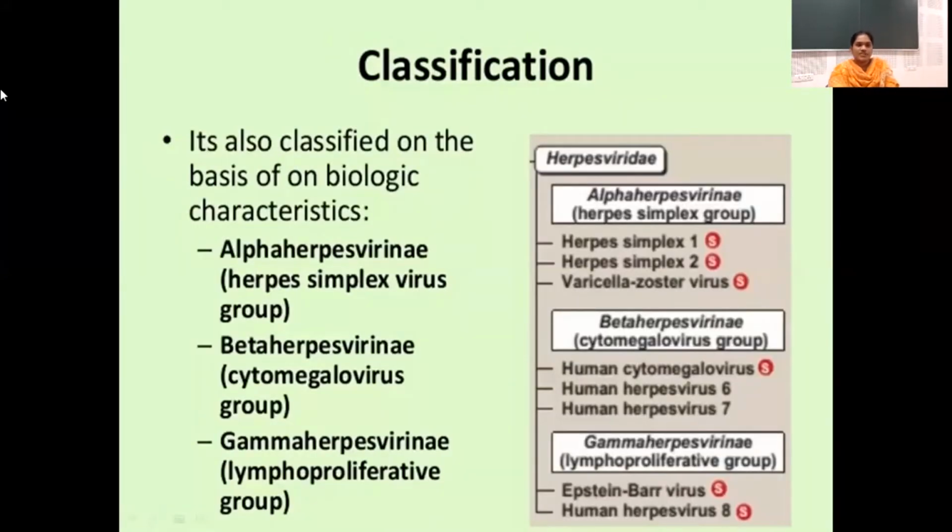Then the classification. It's also classified based on the biological characteristics. Then it can be alpha herpes virus, beta herpes virus, and gamma herpes virus. The alpha herpes virus includes herpes simplex type 1, type 2, and varicella zoster virus. Then beta herpes virus includes the cytomegalovirus and human herpes virus type 6, type 7. And the gamma includes the Epstein-Barr virus and the human herpes virus type 8.